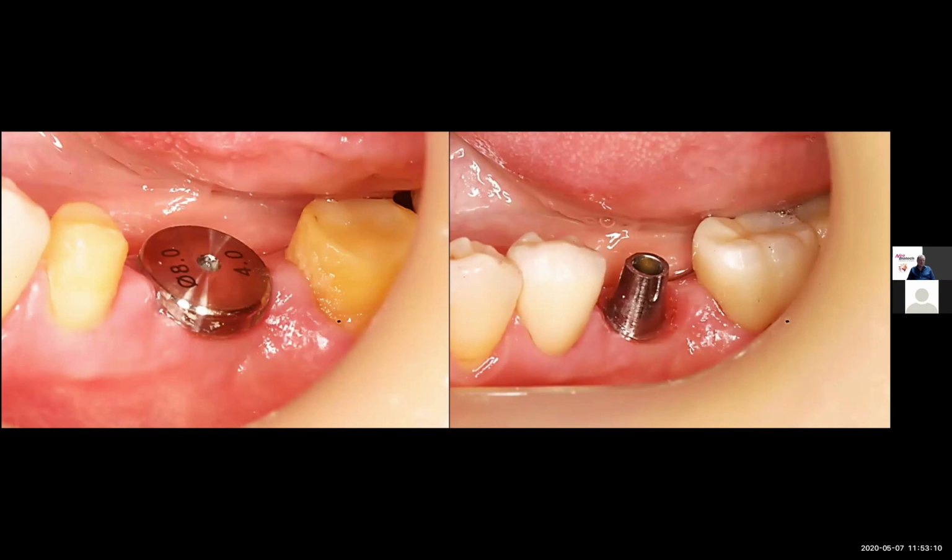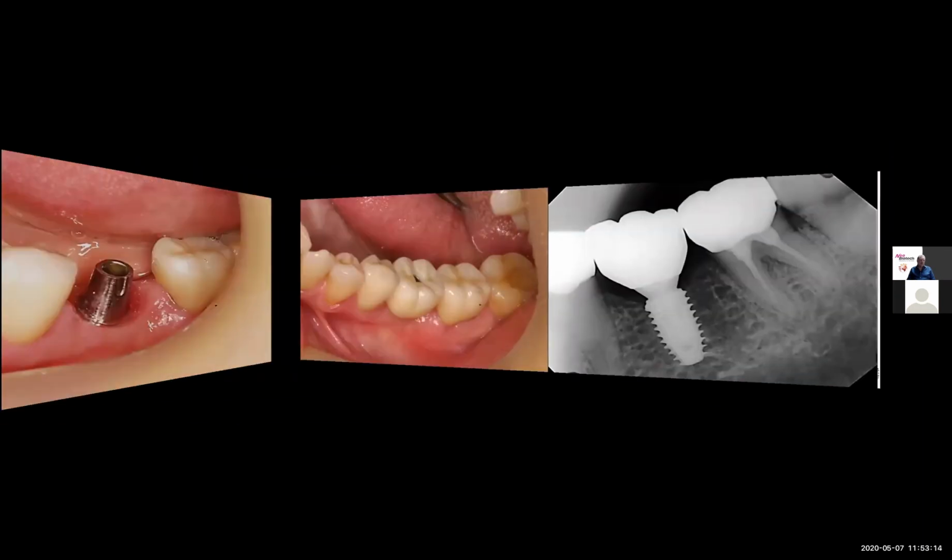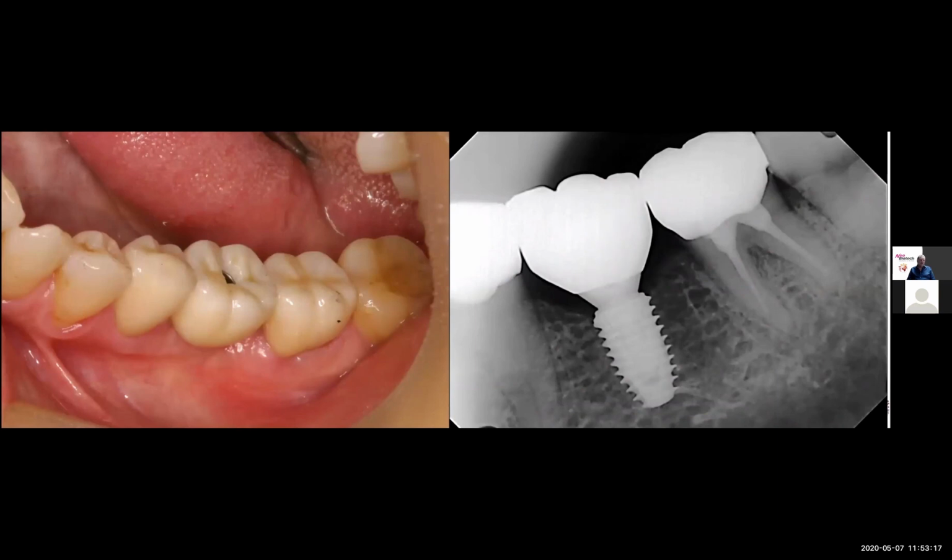Refer back to the dentist for prosthetic reconstruction and for a nice crown restoration. Notice on this x-ray, sloping shoulder, platform switching, and the thread design, all designed to give us the bone implant contact that we need for stabilization and osseointegration.